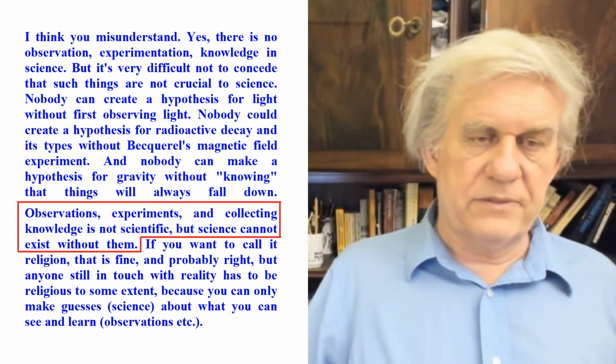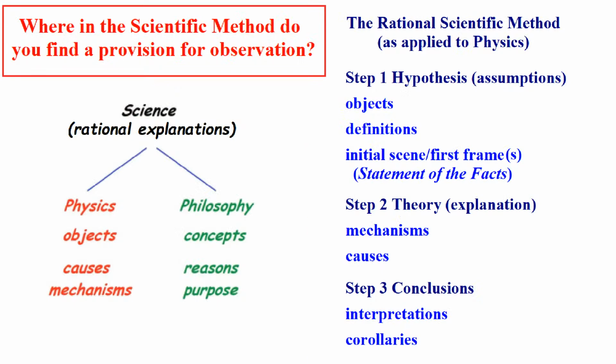Okay, let's go one step at a time here. The first one: where do you see provision for experiment, observation, knowledge in the definition of science and the scientific method there? Science says rational explanations. It doesn't say anything about observation or experiments or knowledge. And then rational scientific method as applied to physics, obviously, right? That's what we do here.